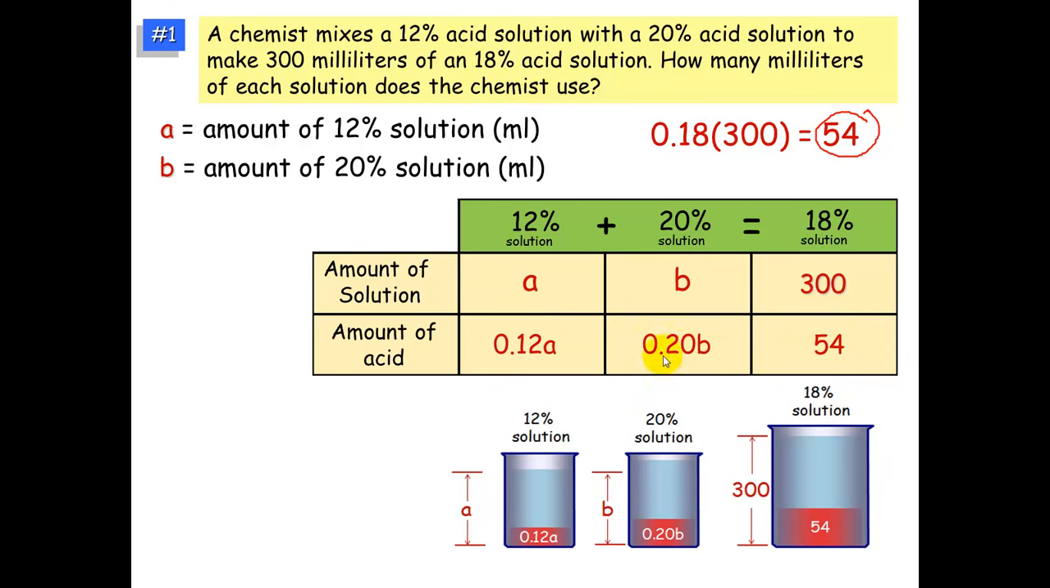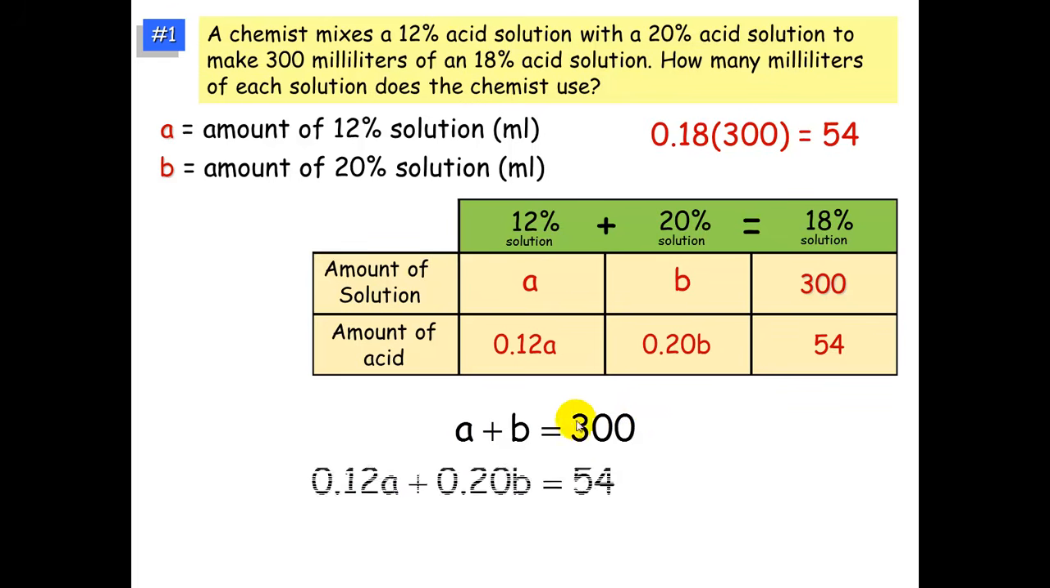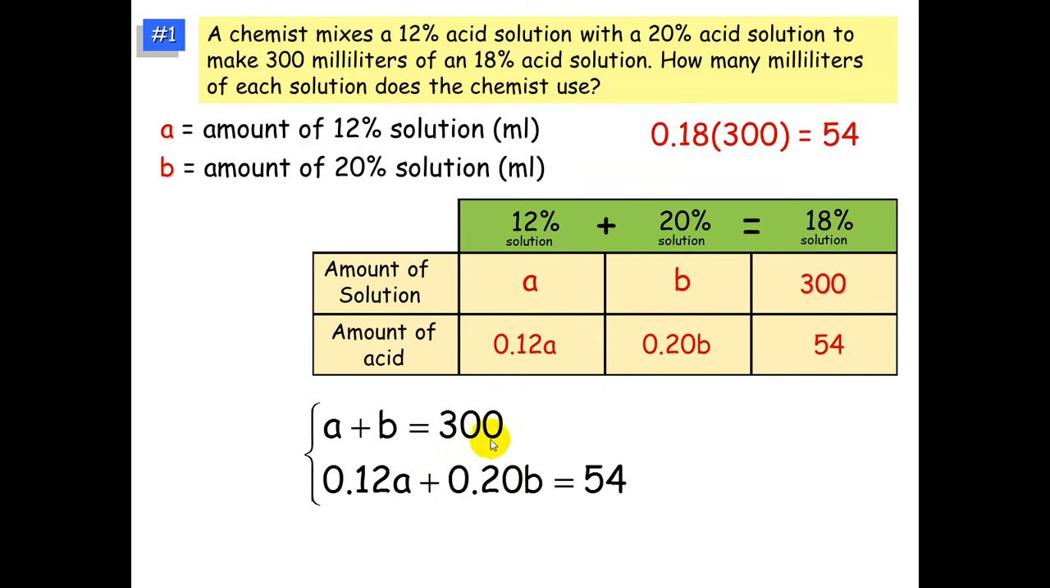milliliters of acid. So basically what we've just done is we've created two equations. The first equation is the amount of solution must add up to our desired 300 milliliters. But then the amount of acid, 12% of this solution plus 20% of this solution, has to in the end add up to 54 milliliters of acid. These are our two equations, and now we'll just solve these.